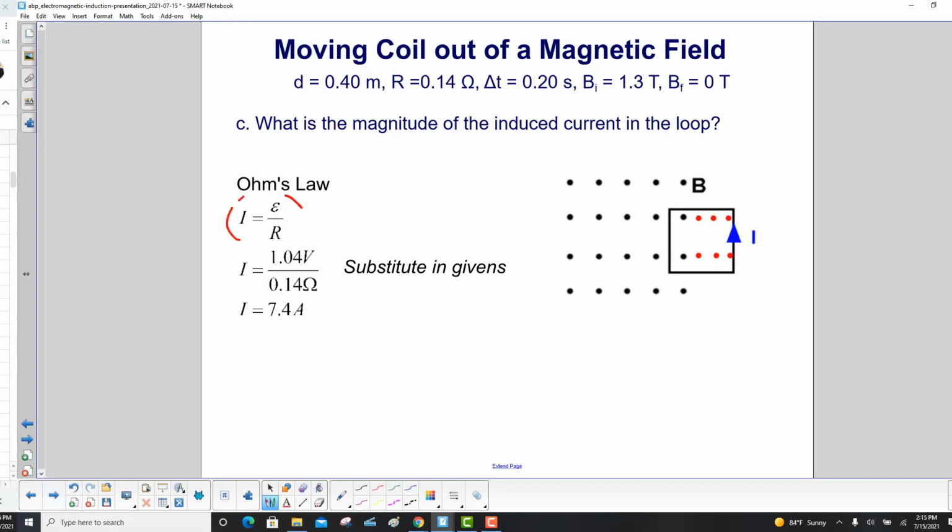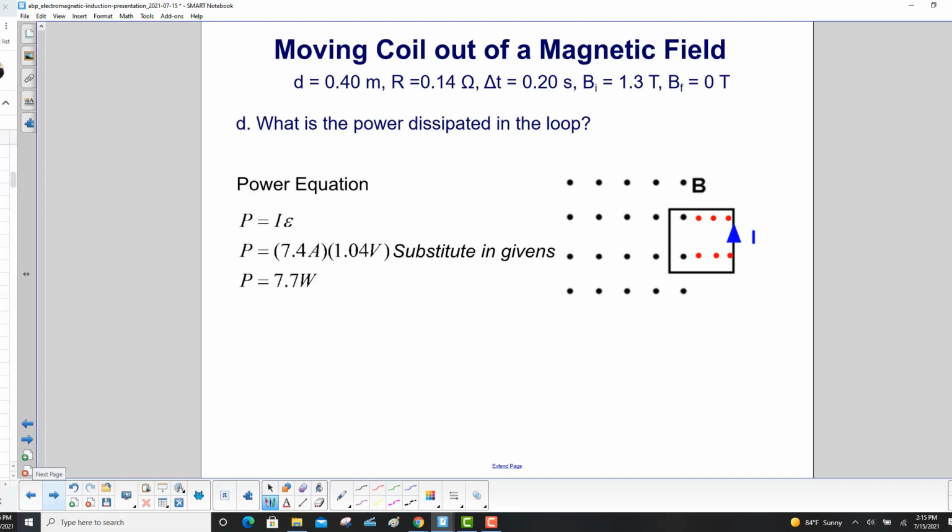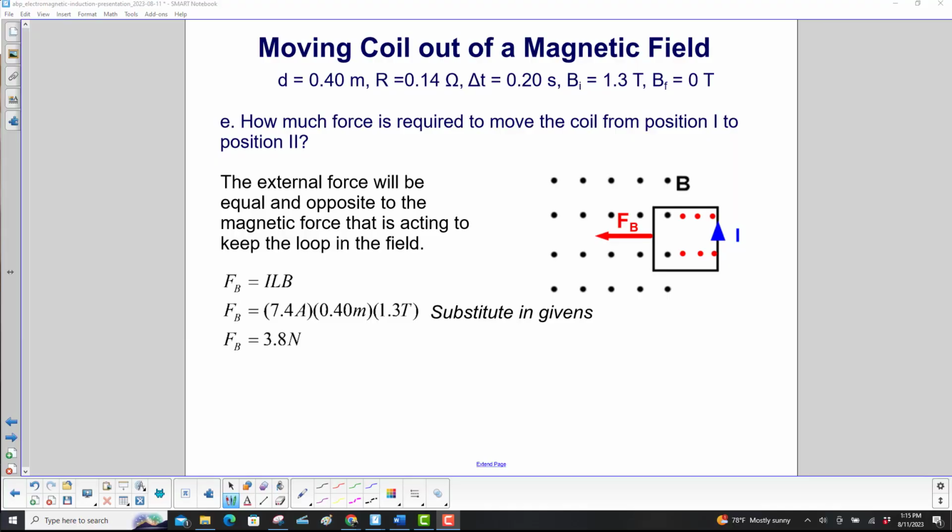Good old Ohm's law here. We put our induced EMF for voltage, 1.04 volts, over the resistance in the loop, 0.14 ohms, and we get a current of 7.4 amps. We want the power dissipated in the loop, so we use our power equation, P is equal to IV, or P is equal to current times EMF, substitute in our values that we found and were given, and we get 7.7 watts. How much force is required to move the coil from position 1 to position 2?